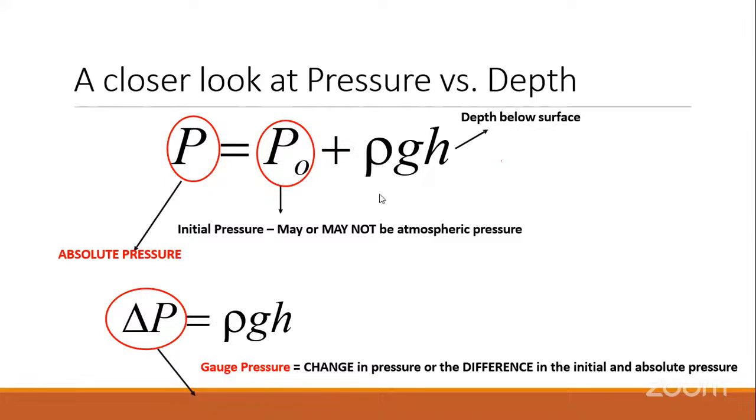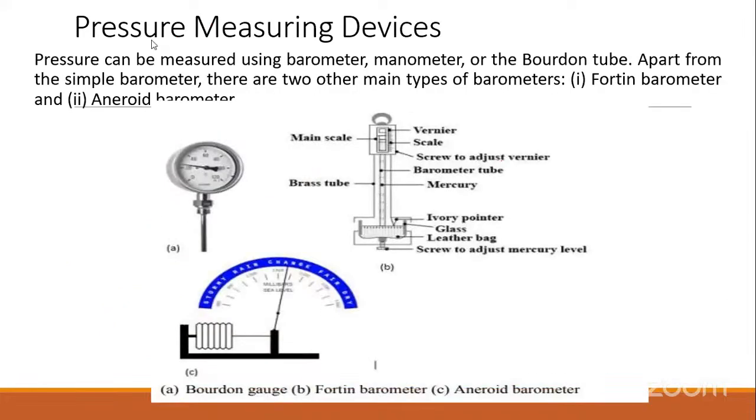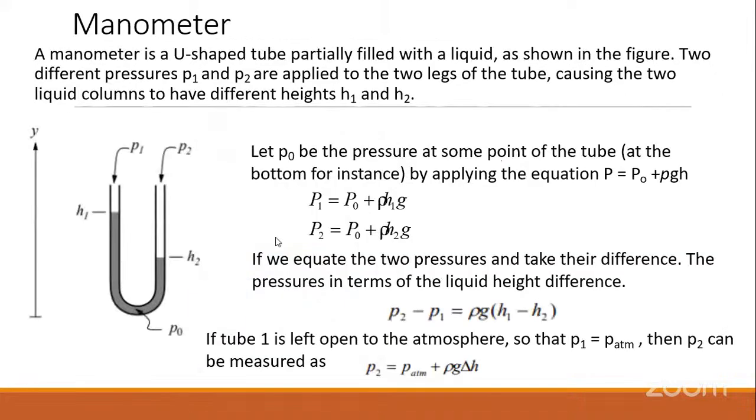So they are defined here. Now, pressure measuring devices. Barometer, manometer, and bourdon tube are devices used to measure pressure. Barometers are of two types: we have the mercury barometer, and then we have the aneroid barometer.